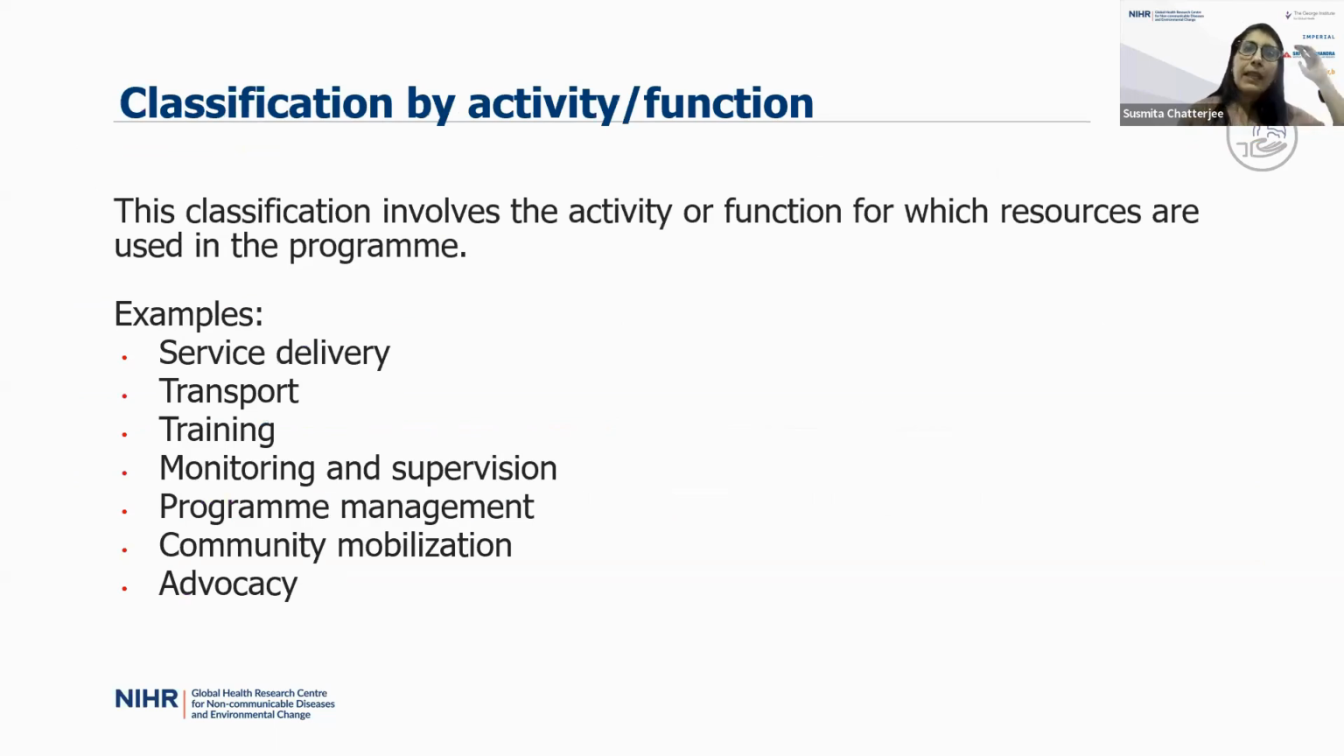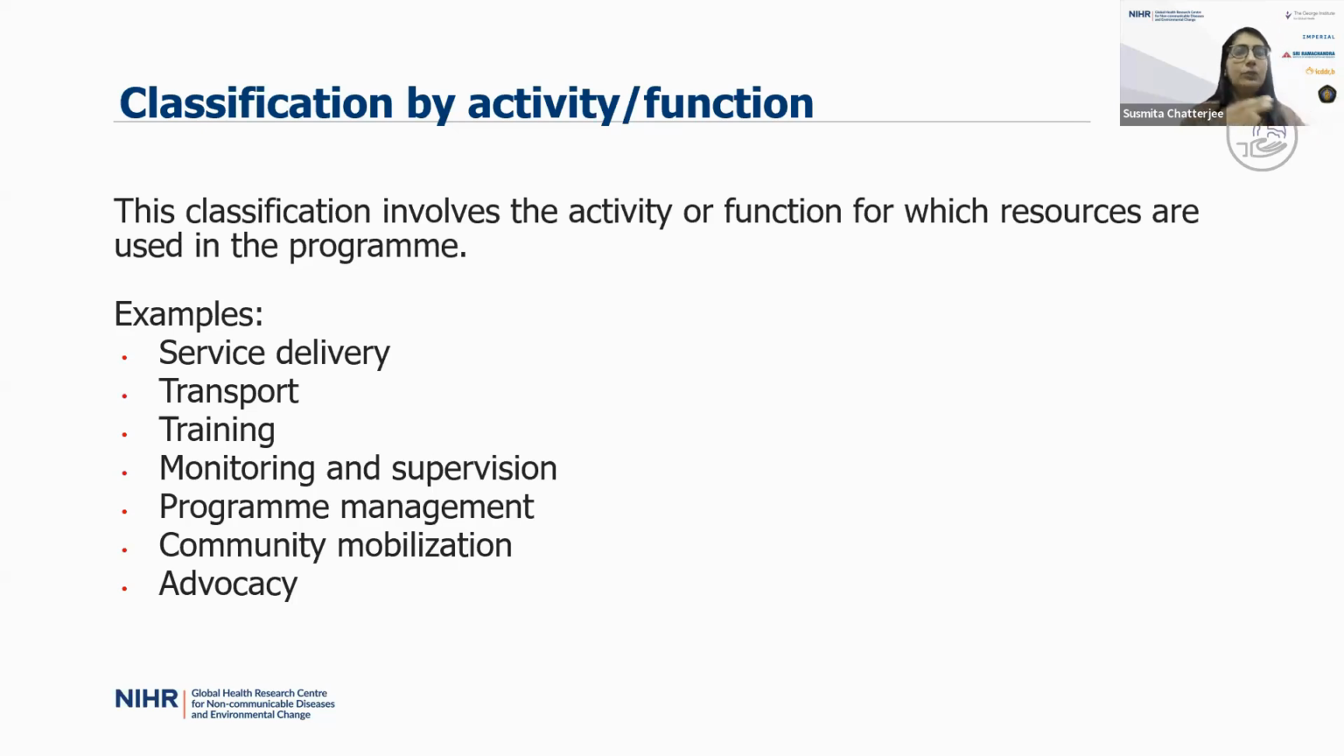Service delivery. Any program will have some delivery, will have some activities. You think of your program again. Your program must have some functions, some activities. Say, for example, there could be transport, there could be training, there could be monitoring and supervision, there could be program management, anything you can think of. So your cost classification can be based on this. Like you can cost the service delivery, you can try to figure out what is the cost of transport, you can try to figure out what is the cost of training.